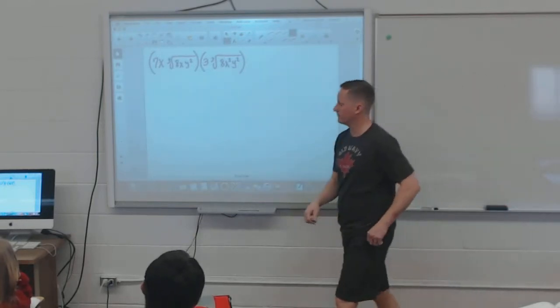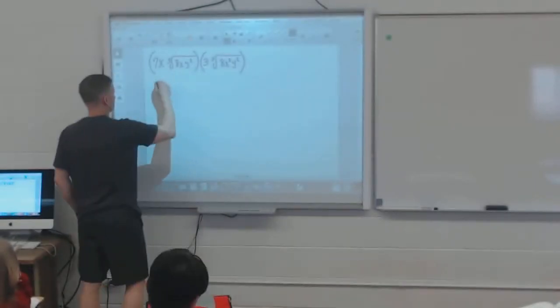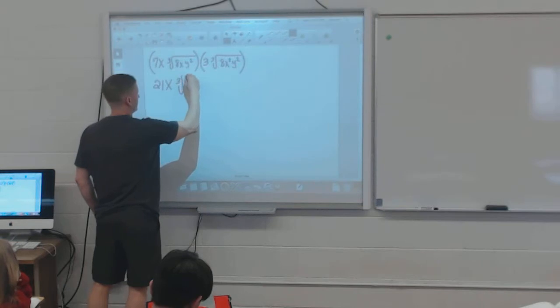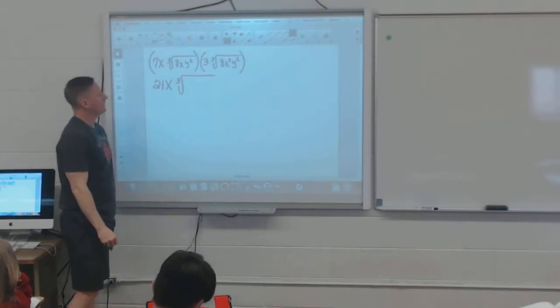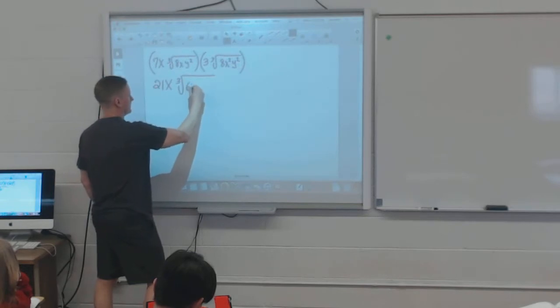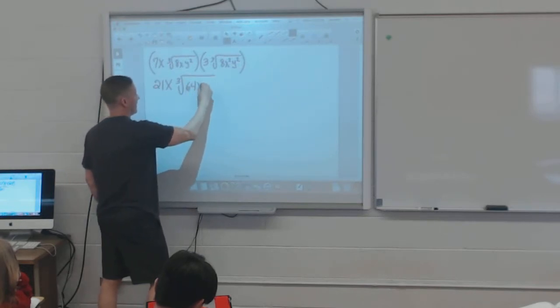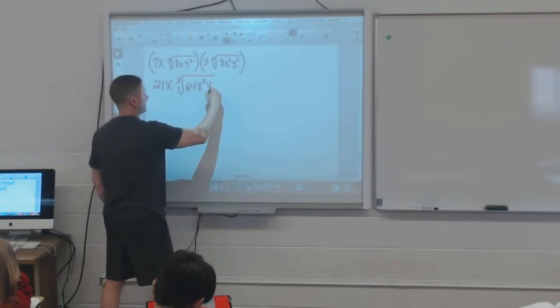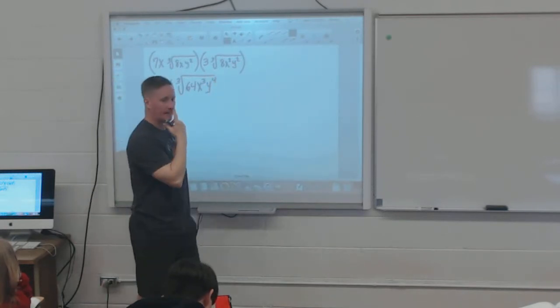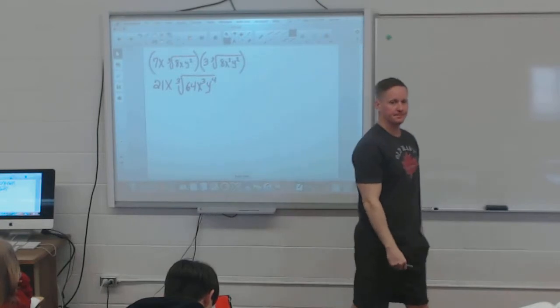Alright, so what's the first thing I need to multiply together here? 7x and 3, which gives me 21x. Then I get the cube root of, okay, 8 times 8, 64, x cubed, y to the 4. So far so good?